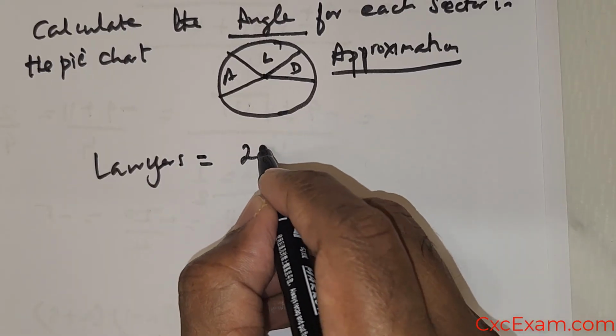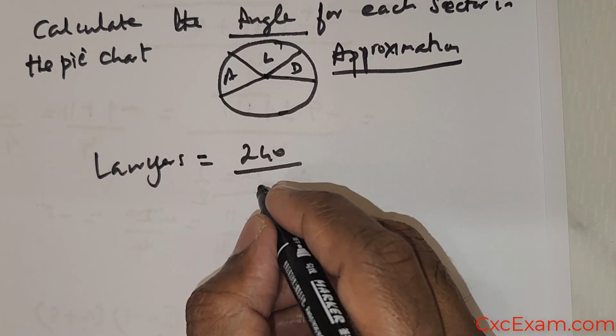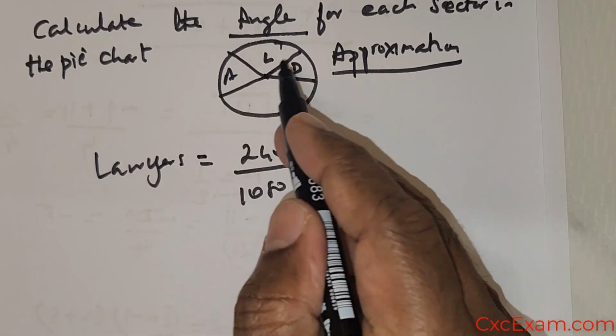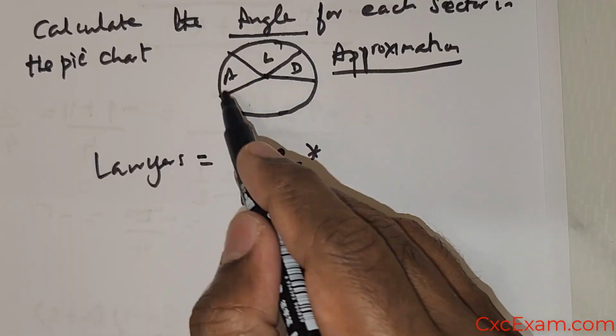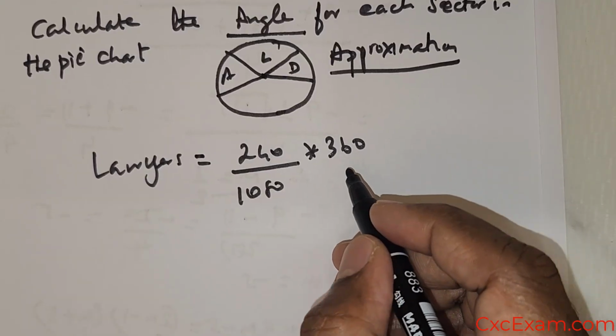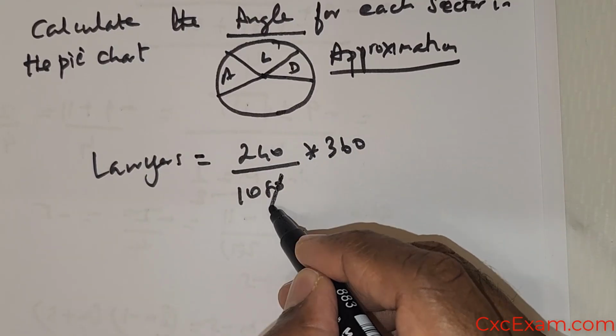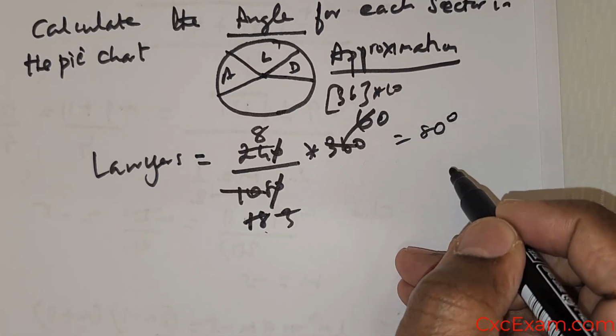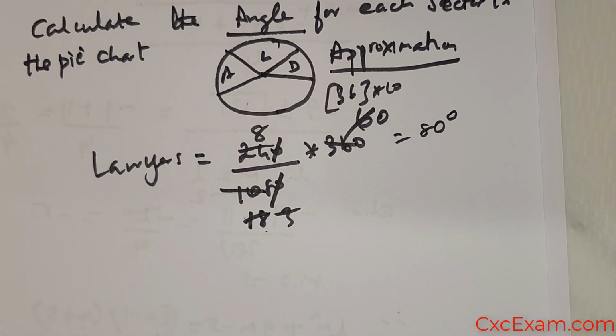240 students have opted to become lawyers, 240 out of 1080 students. We need to evaluate it for the pie, where 360 degrees is the total circle. If you evaluate this, cancel the 0, cancel the 0. That would mean we get 80 degrees as the result for lawyers.